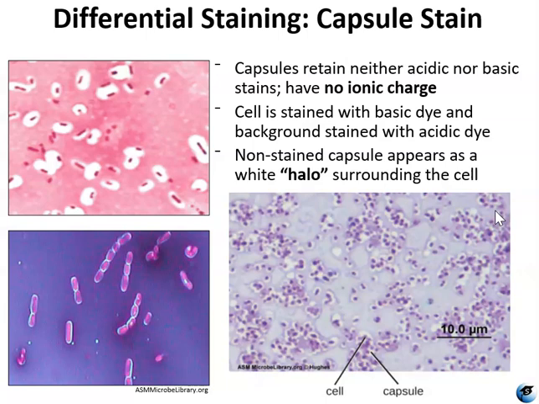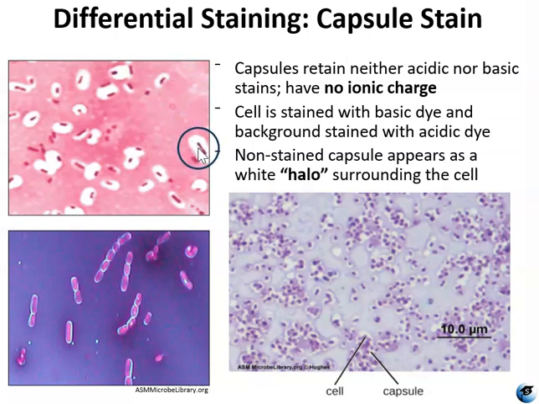Capsules are composed of mucoid polysaccharides or polypeptides that repel most stains. The capsule stain technique takes advantage of this characteristic by staining around the capsule. So you have a combination of positive and negative stains in order to visualize the capsules. You use a basic stain like crystal violet, safranin, or methylene blue to stain the cell itself. And then you use an acidic stain to stain the background.